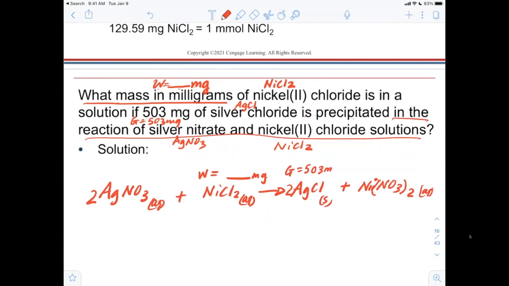503 milligrams. Okay. So our conversion is between those two formulas. Those are the two formulas of the four that we're going to be focusing on. This one here and this. So I'm going from here technically to that. Okay. 503 milligrams silver chloride. And then I'm figuring out what this is.